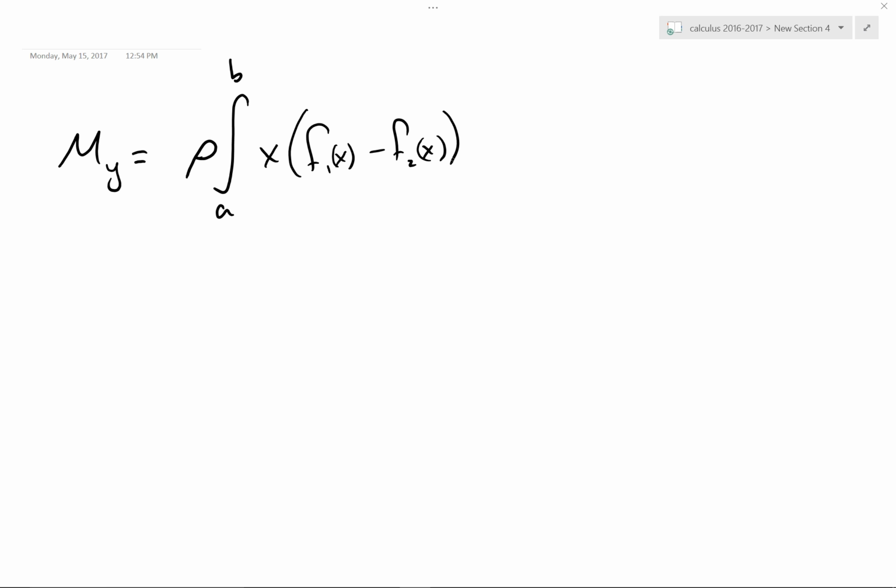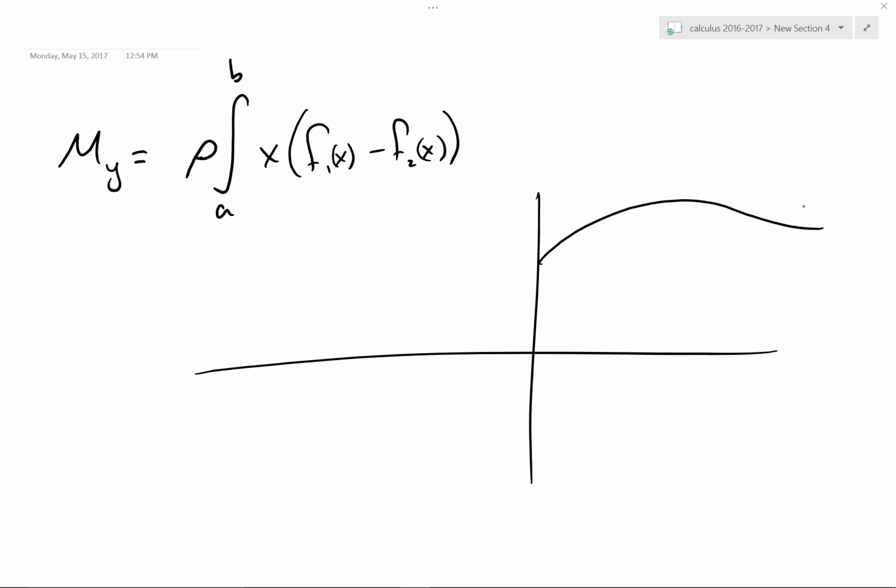Well, what I'm saying is this: if you have two functions like this, where this is f1 and this is f2, you could literally find the balancing point for this one as well. Another way of saying it is you take this one minus this one. It's just the y values subtracted from one another, exactly like you would if you're finding an area. That's it, dx, of course.